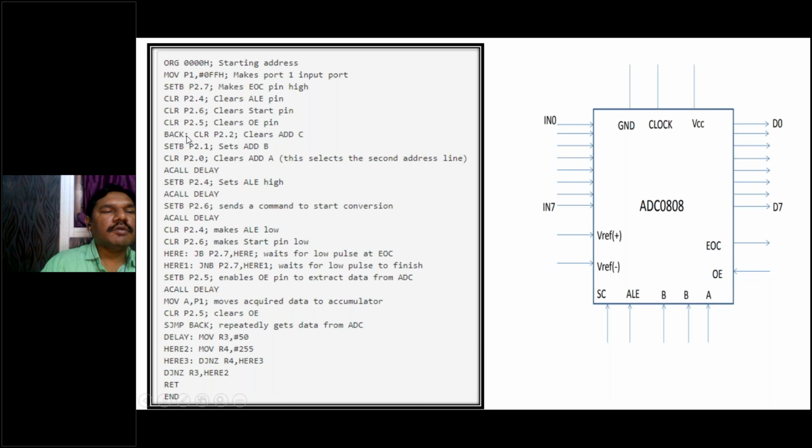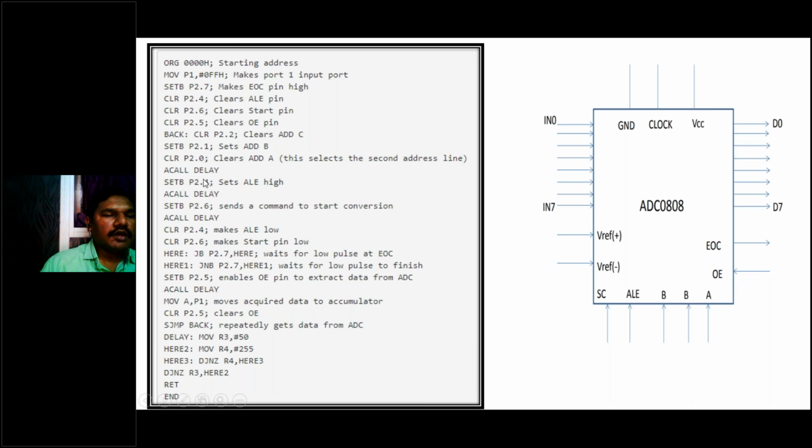Now, CLR P2.2 clears ADDC, meaning address line C will be 0. Now we are giving 1 1 0 as the input, which means the sixth line or the seventh channel will be activated. So SETB P2.1 sets ADDB. Next, CLR P2.0. See here, C is 0, B is 1, and A is 0. So 0 1 0 selects channel 2, as I have shown, the temperature sensor is connected to channel 2. So that will be connected through this program.